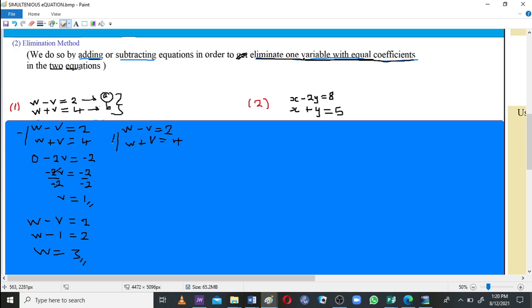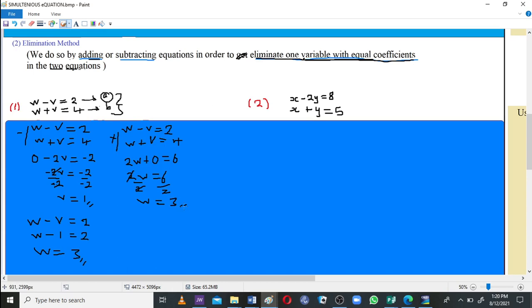Suppose you decide to add. When you add, see what you are going to eliminate. Here you are going to have 2w, and here you are going to have 0, is equal to 6, that is 2 plus 4, which gives you 6. So this gives you 2w is equal to 6. Dividing both sides by 2, you apply the cancellation rule, and you are going to get again w is equal to 3. This confirms that our solution for w was correct.